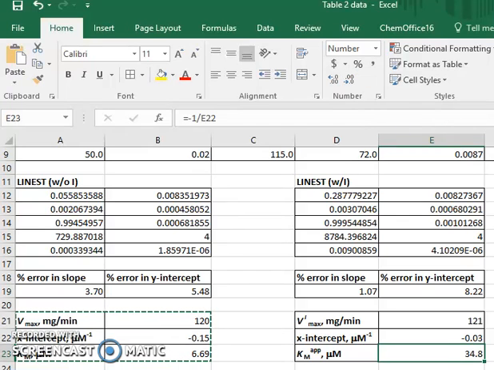So we can see that our values of Vmax with and without the inhibitor are, within experimental error, the same, but the values of Km and Km apparent are quite different.